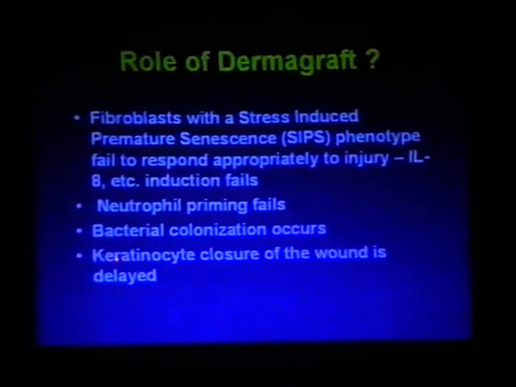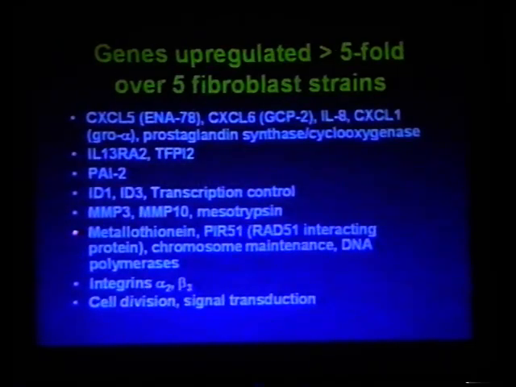So this is how it works. This seems to work. So what does Dermagraft do in all this? Well, one of the things that's very striking is that when you compare three-dimensional cultures of fibroblasts with two-dimensional fibroblasts, you see a dramatic upregulation of these chemokines, NS78, GCP2, IL8, and GRO-alpha. These are the ones that we've been discussing. So there's a dramatic upregulation, and there are a series of other things that happen.